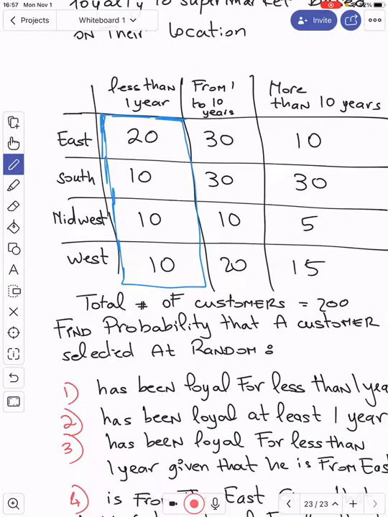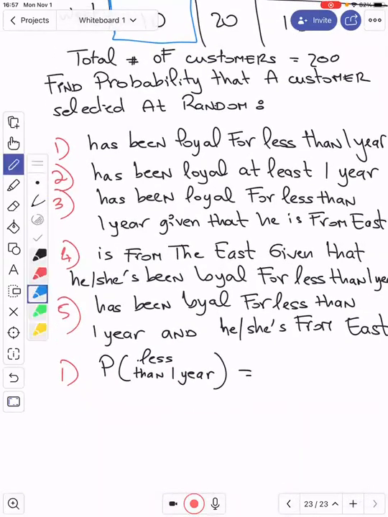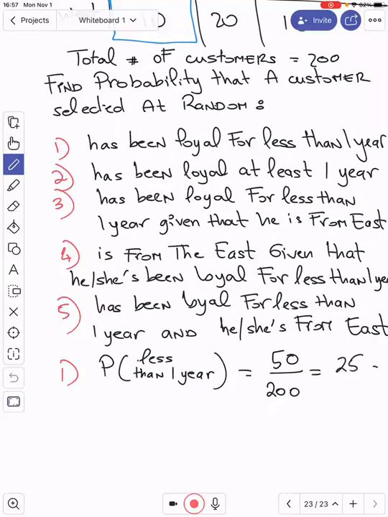So that's 20 plus 10, plus 10, plus 10, that will be 50, right? So we have 50 customers who have been loyal to the supermarket for less than 1 year. So that's 50 over, and then the customer is just a random customer. In total, we have 200 customers. So 50 over 200, well, that's 1/4, and 1/4 is 0.25, so that's 25%.